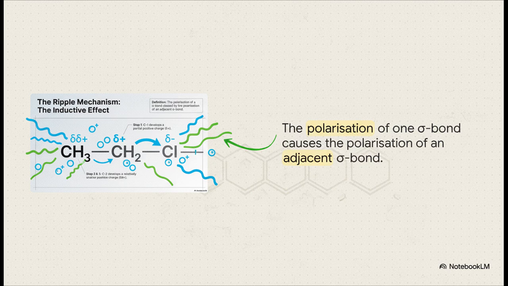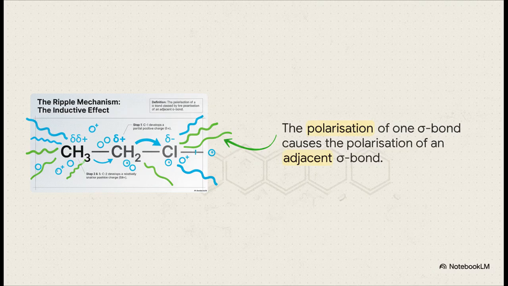In step 1, that super greedy chlorine atom yanks the electron density towards it. That gives the first carbon, C1, a partial positive charge, delta plus. Now, because C1 is a little bit electron poor, what does it do? It tries to make up for it by tugging on the electrons it shares with its neighbor, C2. And that's step 2. The result? C2 now gets an even smaller partial positive charge, which we write as delta delta plus. You see how the effect is being passed down the chain?